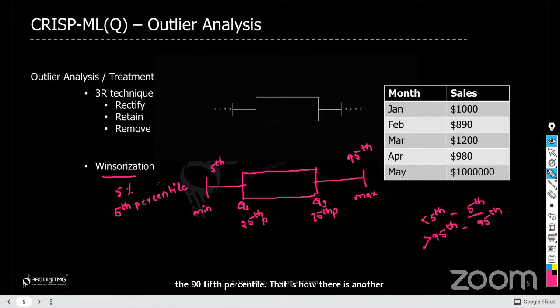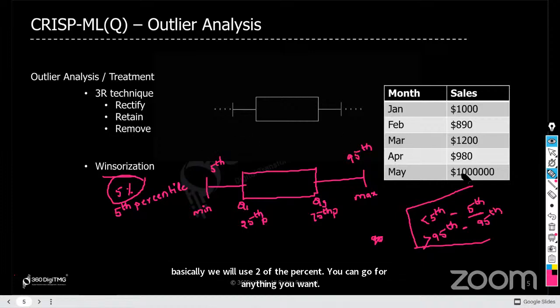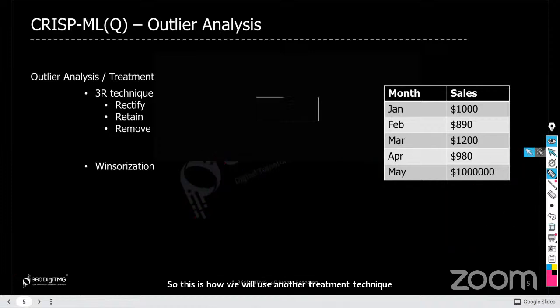So the first technique that we have discussed is the 3R technique, which is rectify, retain, and remove. And the second technique that we have is Winsorization, within which we will take a percentile value. Based on that value, we will replace the outliers. You can take the 90th percentile also, anything is fine. Basically, we will use the 5th percentile, but you can go for anything you want. So this is how we use another treatment technique called Winsorization. And what is the next one present?